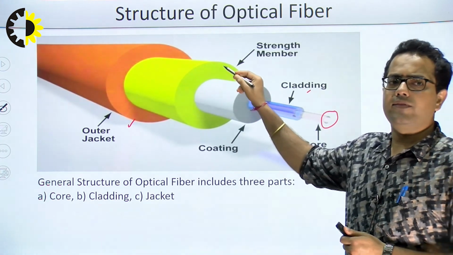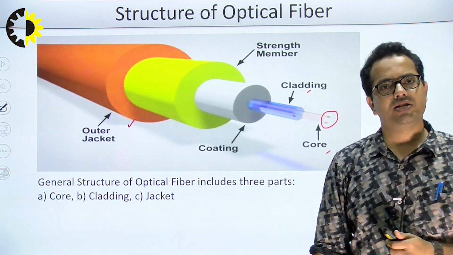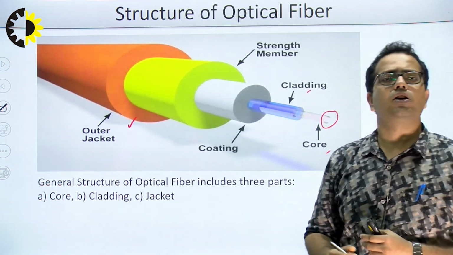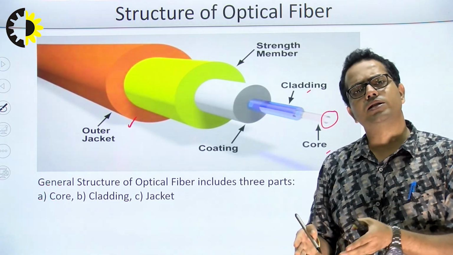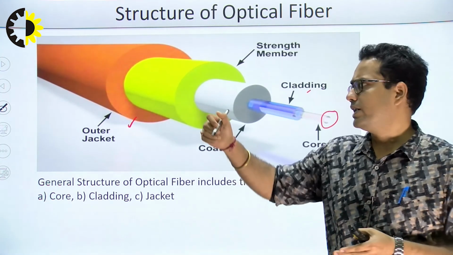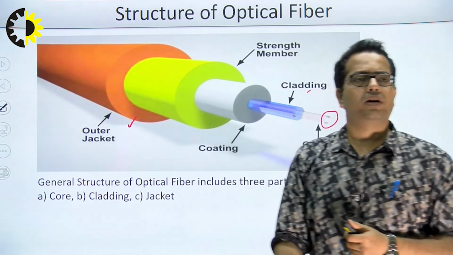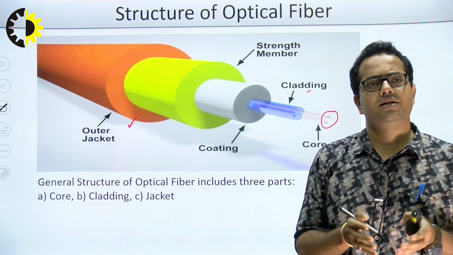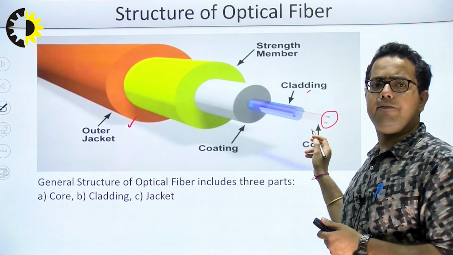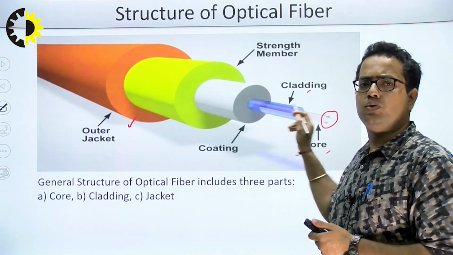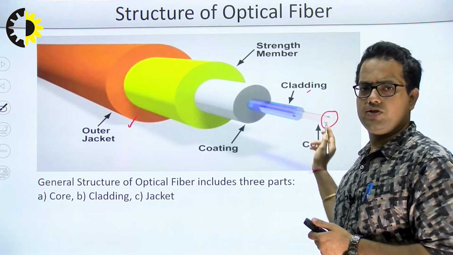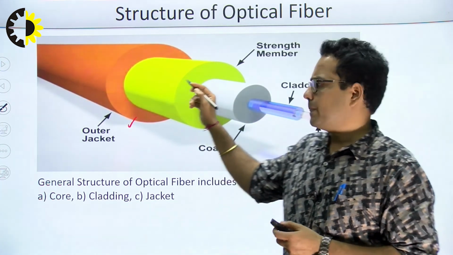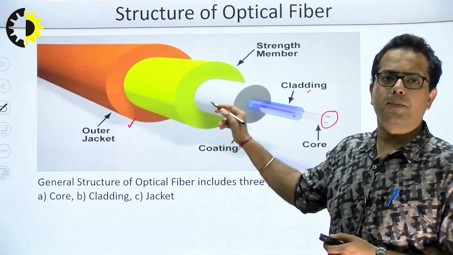Apart from this, you have an outer layer jacket. The outer jacket is also used to provide more strength and immunity to environmental variations. If any stress is applied on this outer jacket, it can bear that mechanical stress, and it will not have any effect on the core and the cladding through which the actual communication is going on. Actual communication is done inside the core with the help of internal reflections. So this is about the structure of an optical fiber.